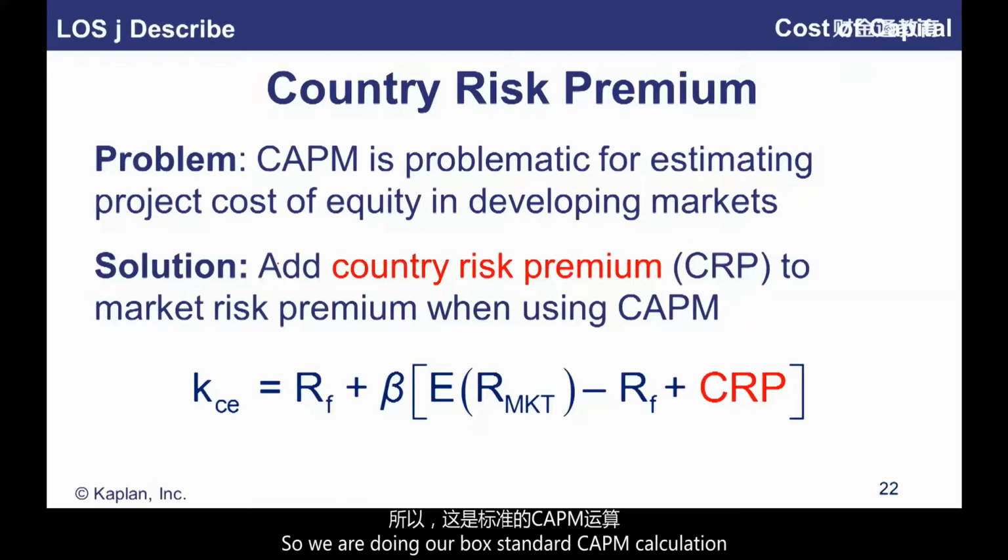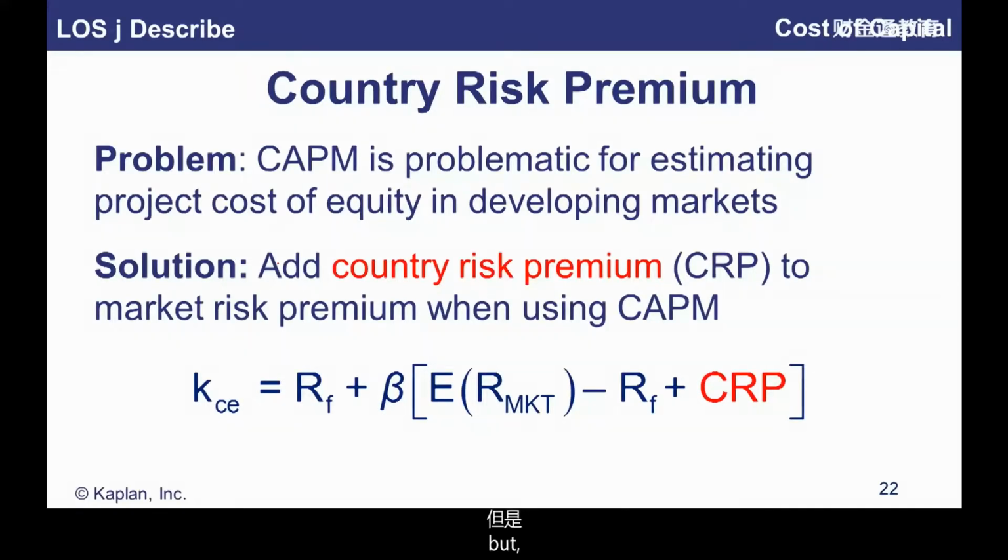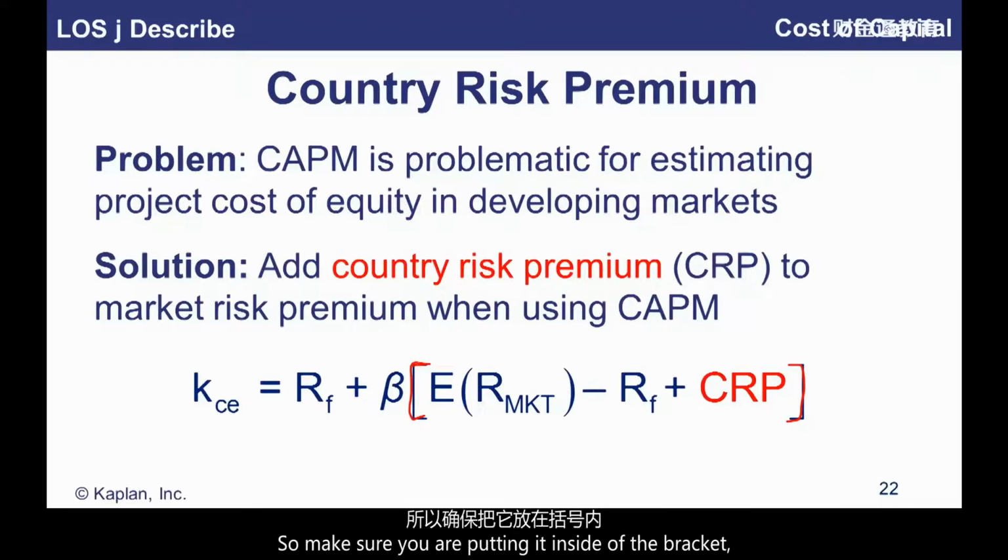So we're doing our bog standard CAPM calculation, but, and this is the key point, inside the brackets, okay? You will make a mistake if you add the country risk premium outside of the brackets. It's a schoolboy error that I have seen delegates do before. So make sure you are putting it inside the brackets. You add that country risk premium.